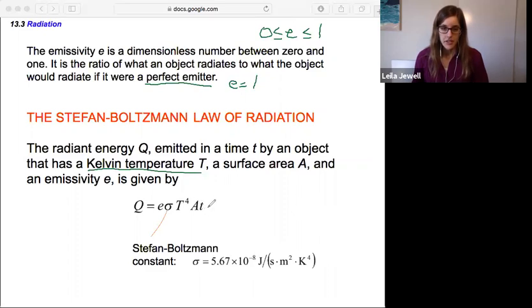It cancels the seconds of time. It cancels the square meters of area. It cancels the kelvins raised to the 4th power. And it leaves you with the units that we would expect for radiant energy. Joules! They come back yet again. So this is our basic equation for radiation, and we can take a look at it in an example.